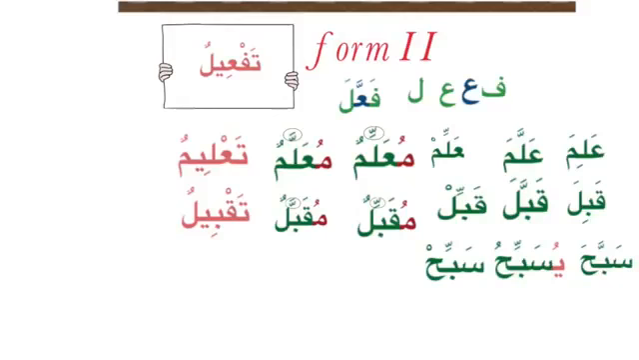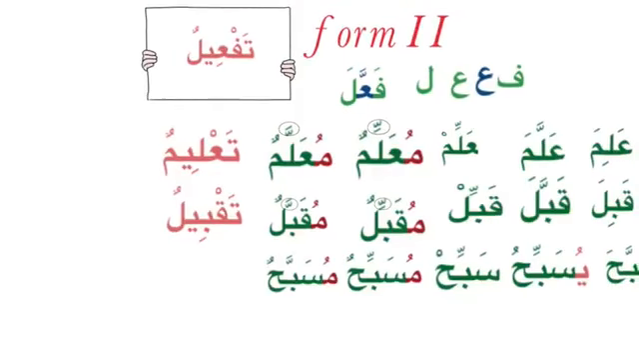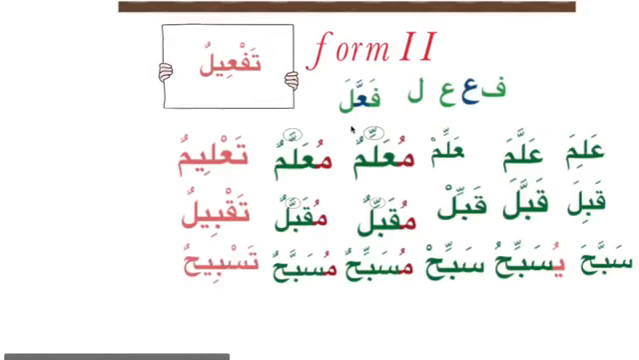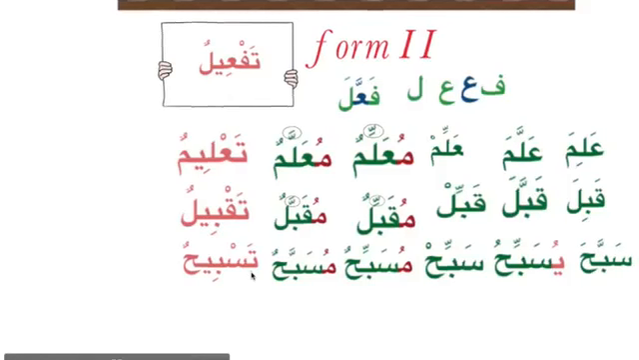How do you make ism fa'il? The one who is glorifying is musabbihun, with kasra. And the thing which is glorified is musabbahun. And how do we make the masdar on the pattern of taf'ilun? Bab taf'il, form 2, it will be tasbihun. We say tasbih in our daily life every day. So tasbih is the masdar coming from form 2, fa'ala, sabbaha.